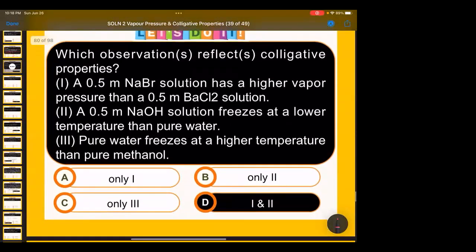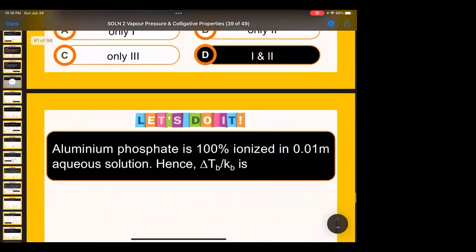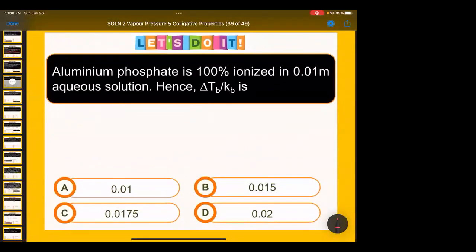So that's how you need to think. Okay, yeah. So this is another very basic question, just a warm-up exercise for the van't Hoff factor. Tell me what's going to be the answer. Aluminum phosphate is 100% ionized, and the original concentration of the formula units which you put is 0.01 molar in aqueous solution. What is the value of delta TB by Kb?